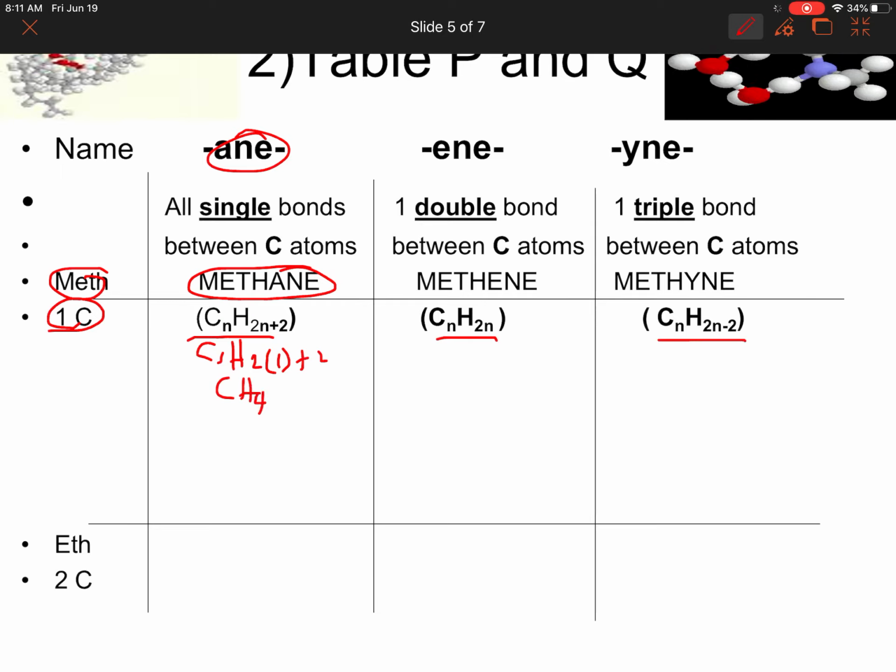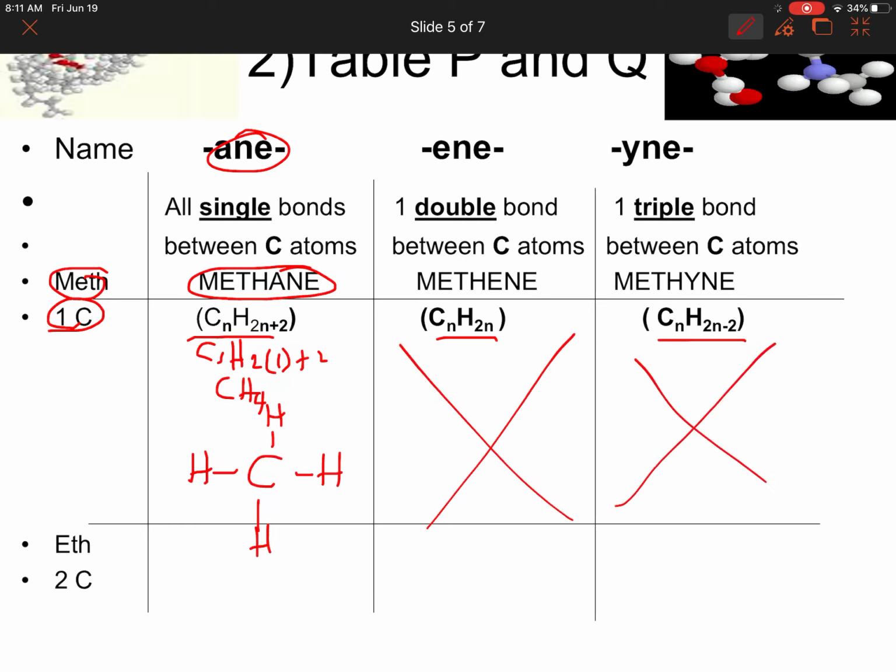CH4. So the molecular form of CH4, well, structural means we're going to draw it out. We know we have one carbon and four hydrogens. Well, we know that carbon always has 4 bonds. 1, 2, 3, 4. Okay, there's no such thing as methene, no such thing as methine. Okay, let's move on to another compound now.